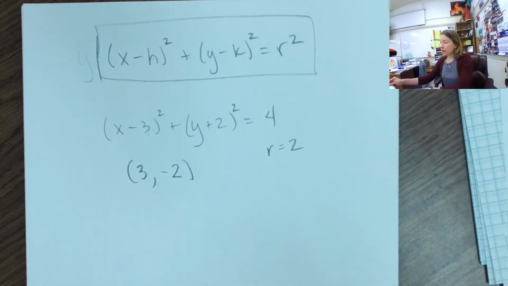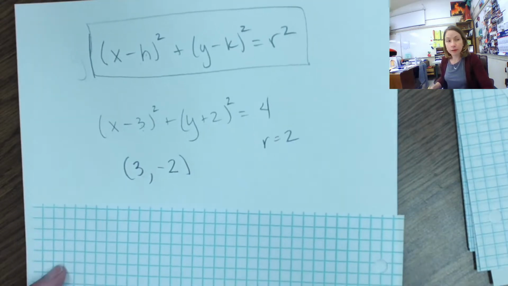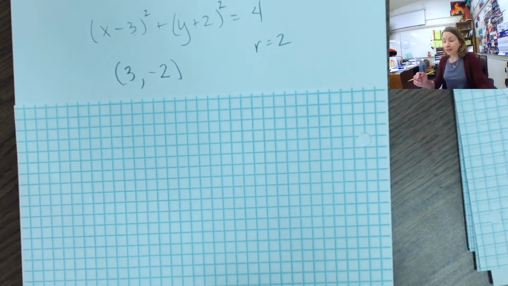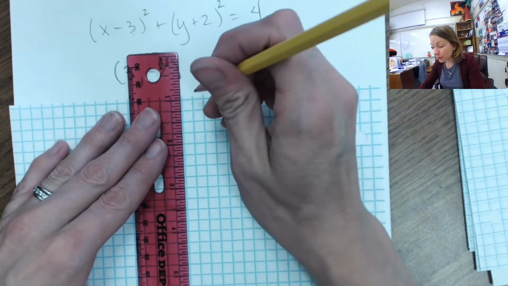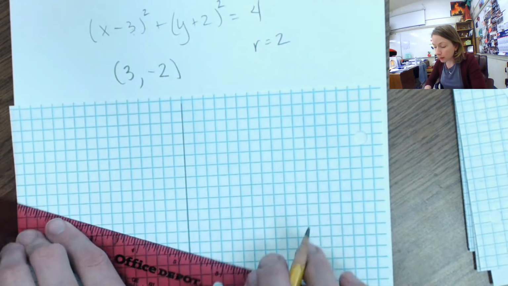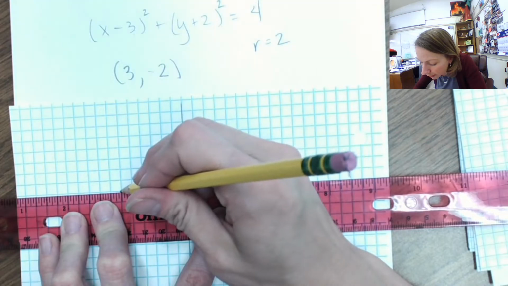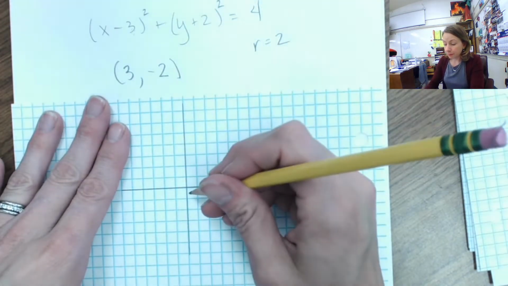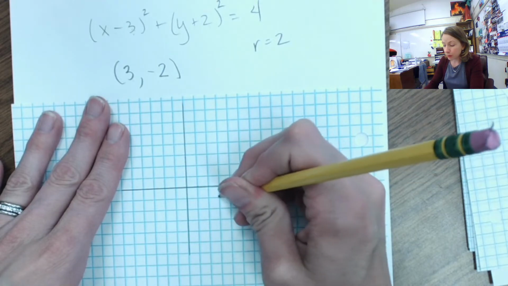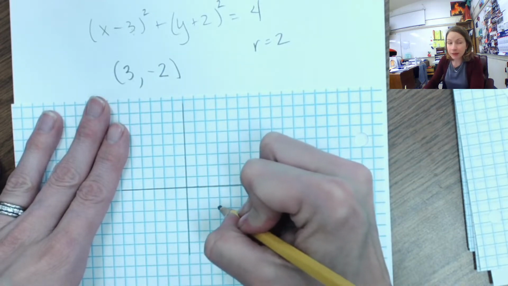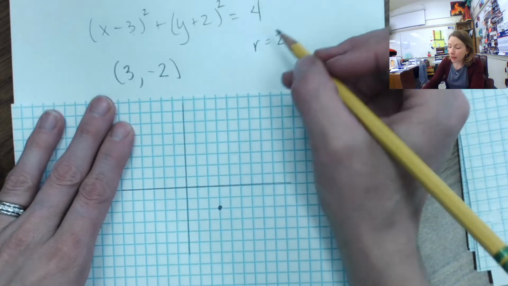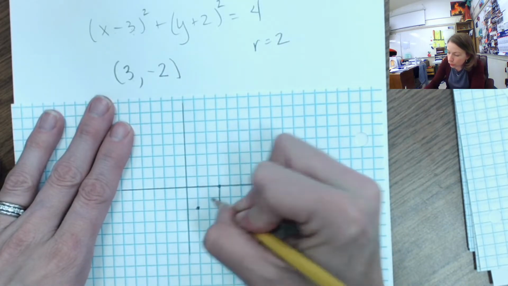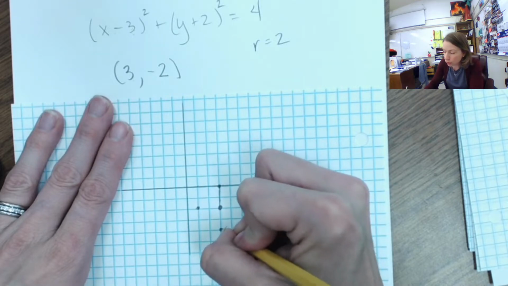Okay? If I want to graph this real quick, I found my center and I know what my radius is. So from here, all I have to do is draw my graph. I'm using a way bigger graph than I need, but that's okay. I'm going to go over 3 and then I'm going to go down 2. This is the center of my circle. And I have a radius of 2. So it's going to go 2, 2, 2, 2.